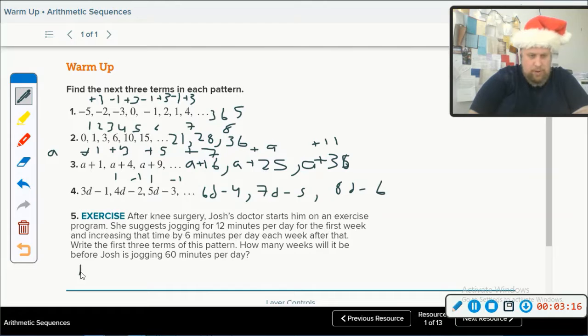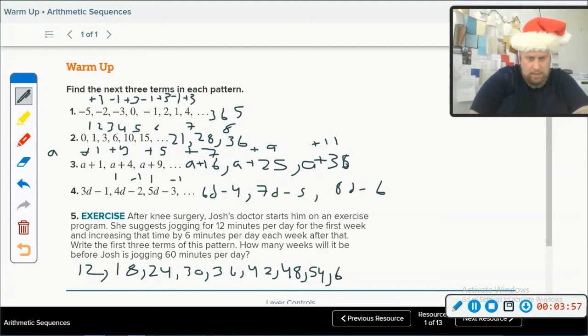Well, he started out at 12, and he's increasing that by 6 minutes per day each week after that. So that's 12, and after the first week it's going to go to 18, and then 24, 30, 36, 42, 48, 54, and 60.